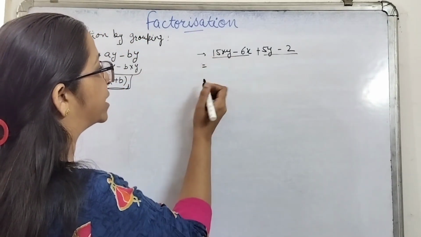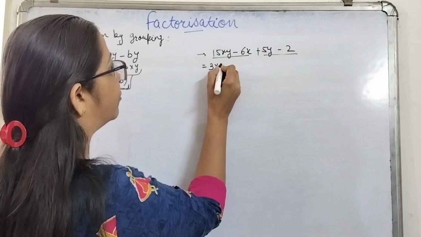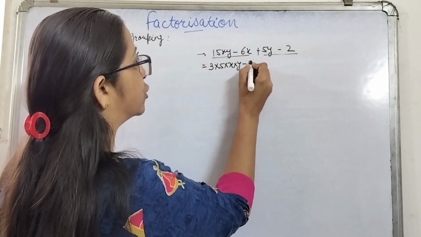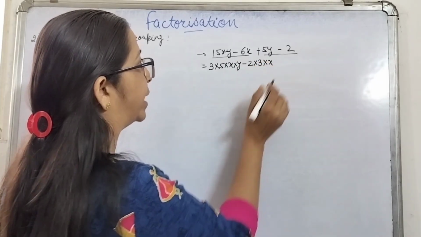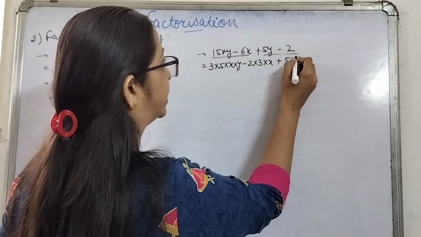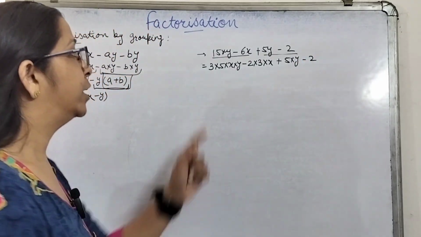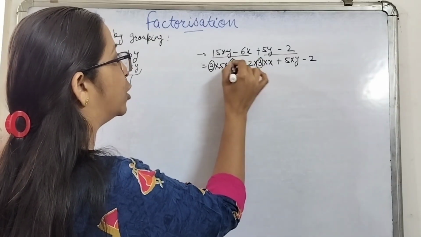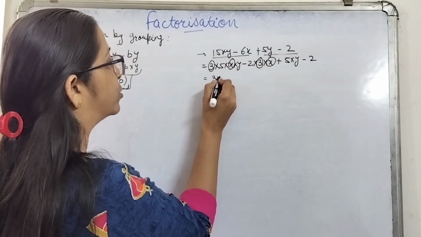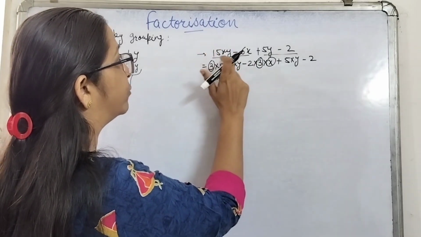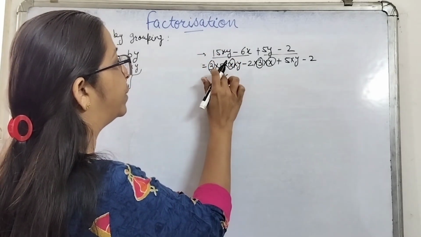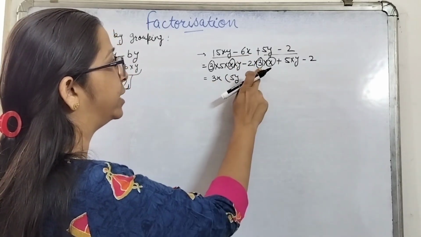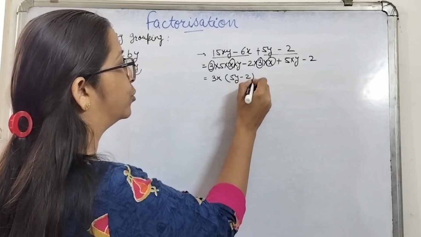So in the first two terms, 15xy could be written as 3 multiplied by 5 multiplied by x multiplied by y. Minus 6x could be written as minus 2 multiplied by 3 multiplied by x. Plus 5y could be written as 5 multiplied by y, and minus 2. Now in the first two terms, what is common? 3 is a common factor, x is a common factor. So 3x could be taken outside the bracket. Now, if we divide 15xy by 3x, we will get 5y. And if we divide minus 6x by 3x, we will get minus 2.